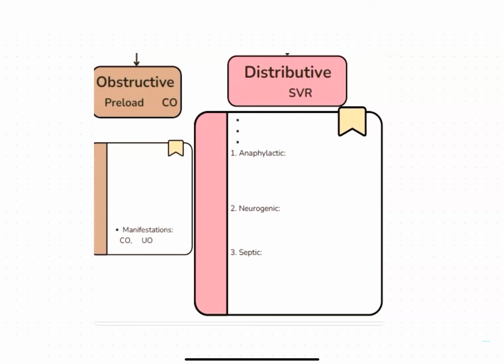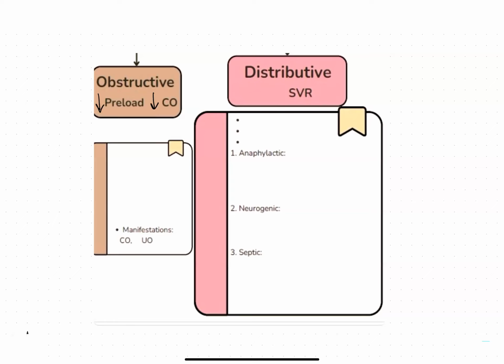Now let's talk about obstructive shock. Obstructive shock is the least common shock. In obstructive shock, the heart is unable to fill with blood due to outside compression of the heart. The hallmark characteristics include decreased preload and decreased cardiac output.